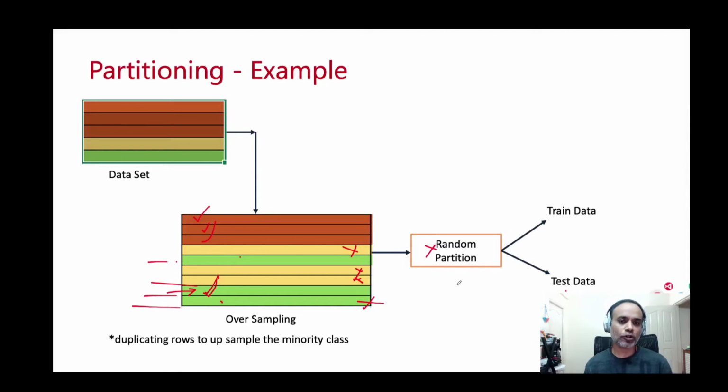I'm not going to talk about how to solve this problem. There are ways to solve it. But I want to tell you that whenever you're doing this, random partitioning is not the right choice.